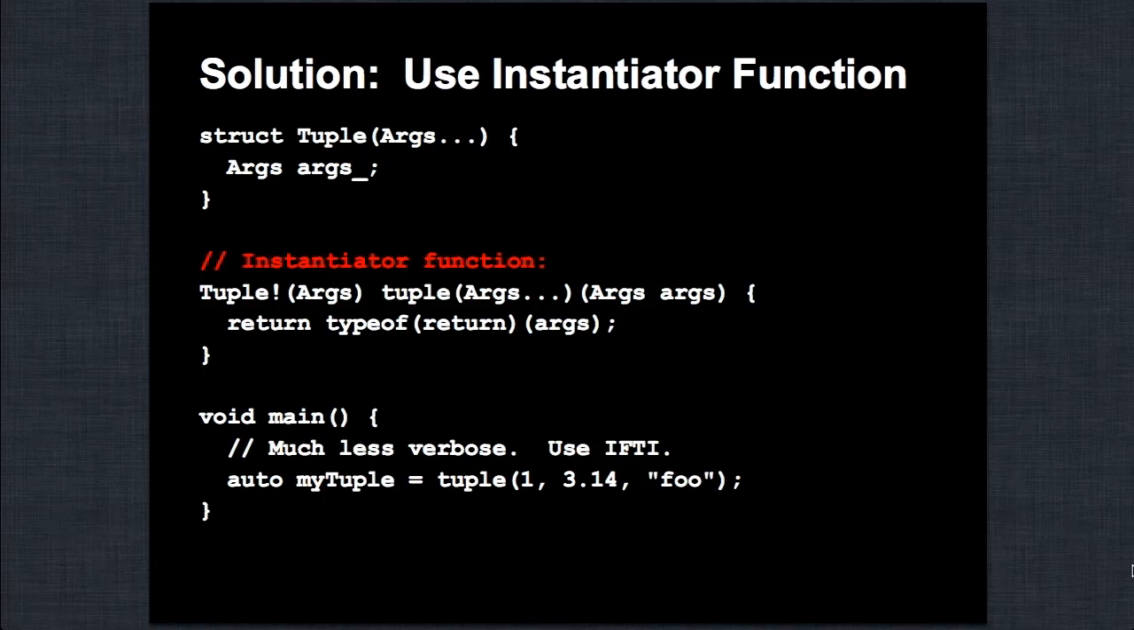Then we can go down to main. We call lowercase tuple, the instantiator function, with an int, a double, and a string. It calls the instantiator function, which automatically instantiates the struct with the right types. And we avoid explicitly specifying types that the compiler already knows. This pattern is used everywhere in Phobos. Pretty much every range in std.range uses the instantiator function pattern to avoid this horrible typing.